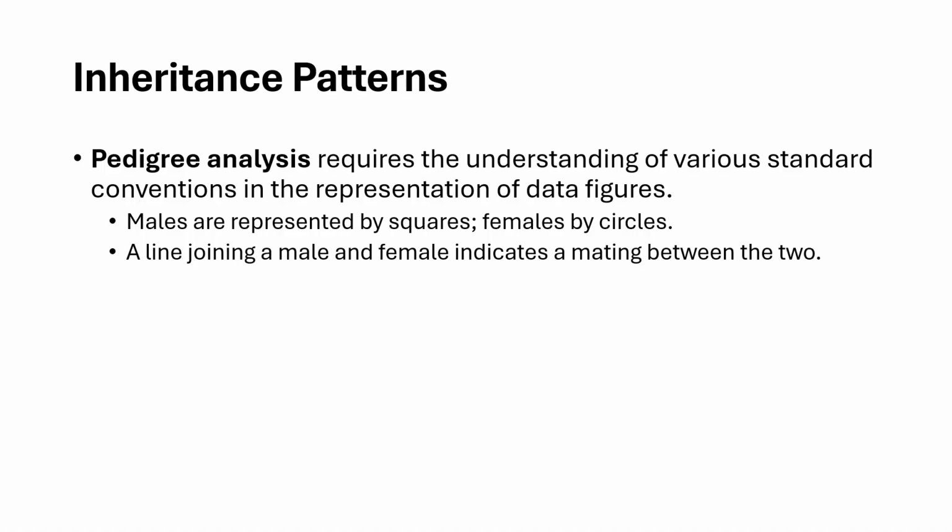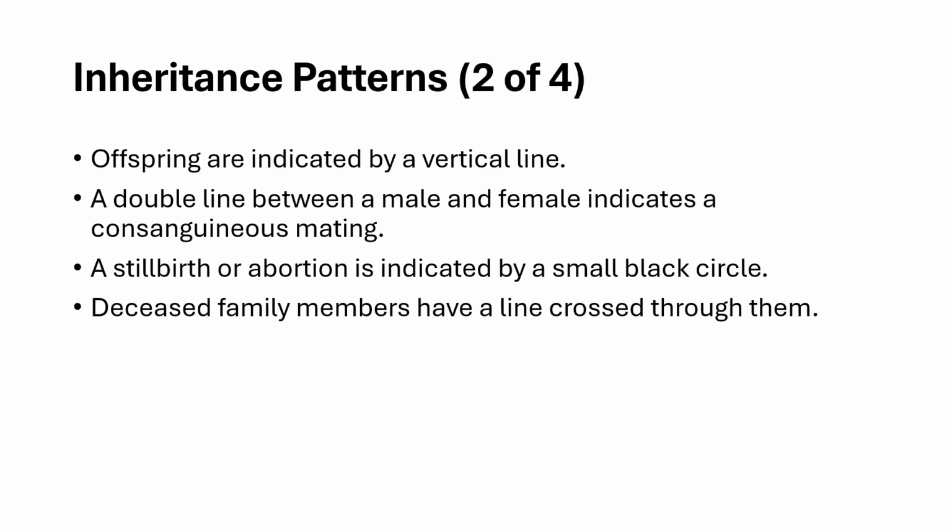So, some pedigree analysis. Males are represented as squares, females are represented as circles, and a horizontal line joining a male and female indicates a mating between the two. Additional pedigree conventions: offspring are indicated by a vertical line descending from the mating line. A double line between a male and a female indicates a mating between relatives. A small black circle represents a stillbirth or abortion, and deceased family members have a line crossed through them.